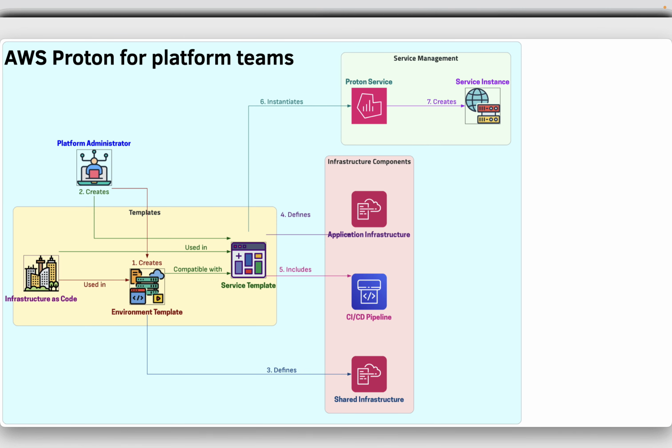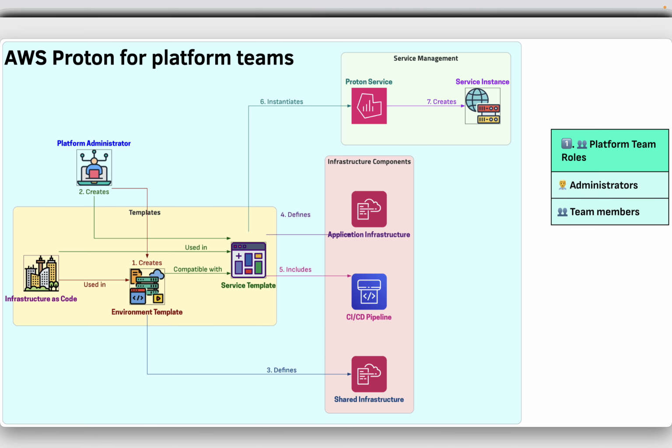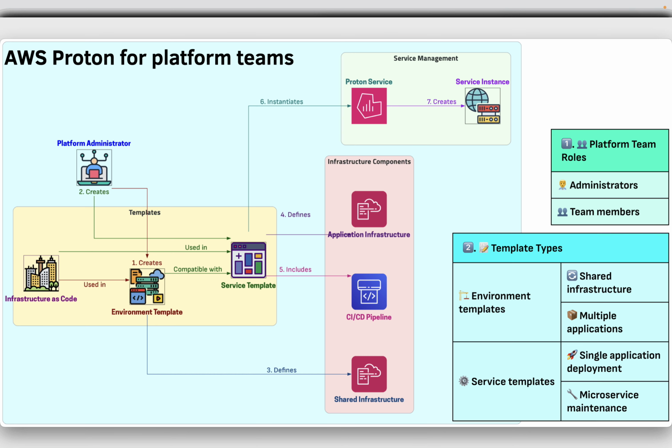So first I will talk about how it helps the platform teams or the infra team. The platform team usually consists of administrators and team members who work together to manage AWS Proton resources and configurations effectively. So basically you have template categories. AWS Proton uses two primary template types: environment templates for managing shared infrastructure across multiple applications, and service templates that define infrastructure needed for individual applications or microservices.